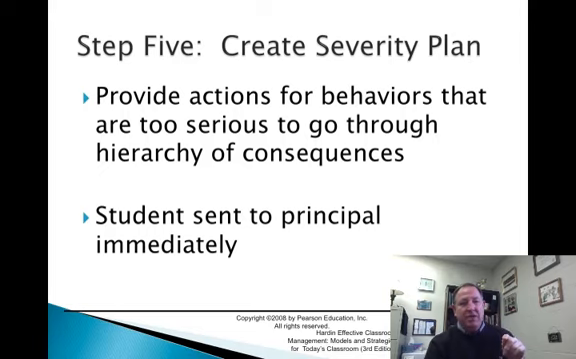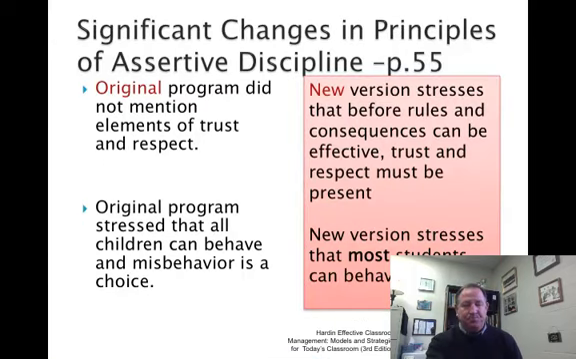Cantor says you should create a severity plan. This is one where it's do not stop, do not pass go, go directly to jail. This is where you say, whoop, this is the kind of thing where you need to be sent to the principal immediately. You skip steps 1 through 4 and go straight to step 5. That allows you to have that option in there. Cantor says you need that if you're going to have this hierarchy.